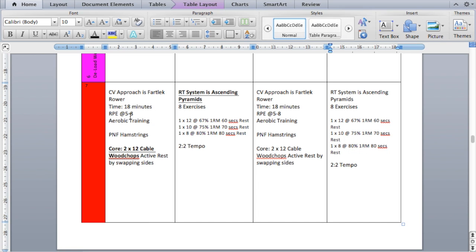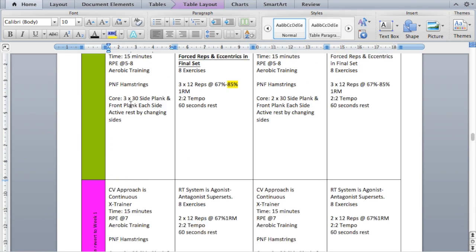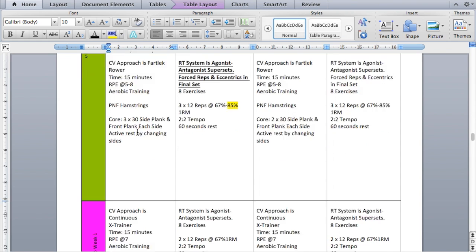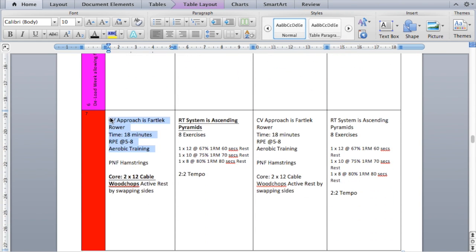Now, as we move into week 7, there's 2 bold changes here. One is for the core exercise and one is for the resistance training. So I've reverted back to the cardiovascular training approach that appeared in week 5. Fartlek, 15 minutes, RPE 5 to 8, aerobic training on the rower. And you can see here that in week 7, it's exactly the same as it was in week 5.